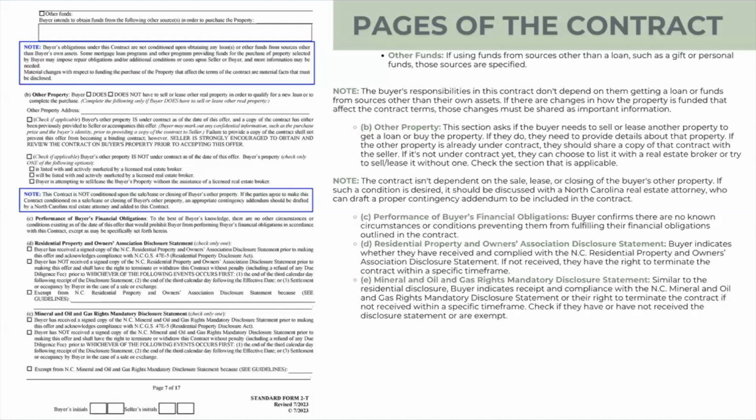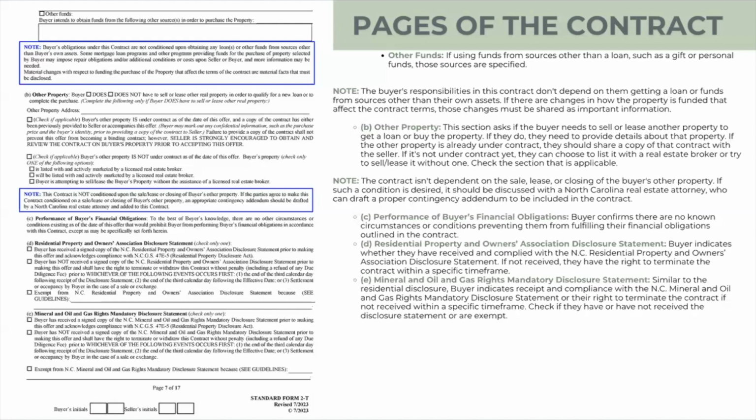C covers the performance of buyer's financial obligations. The buyer confirms there are no known circumstances or conditions preventing them from fulfilling their financial obligations outlined in the contract. And residential property and owners association disclosure statement. So the buyer indicates whether they have received and complied with the North Carolina Residential Property and Owners Association disclosure statement. If not received, they have the right to terminate the contract within a specific time frame.